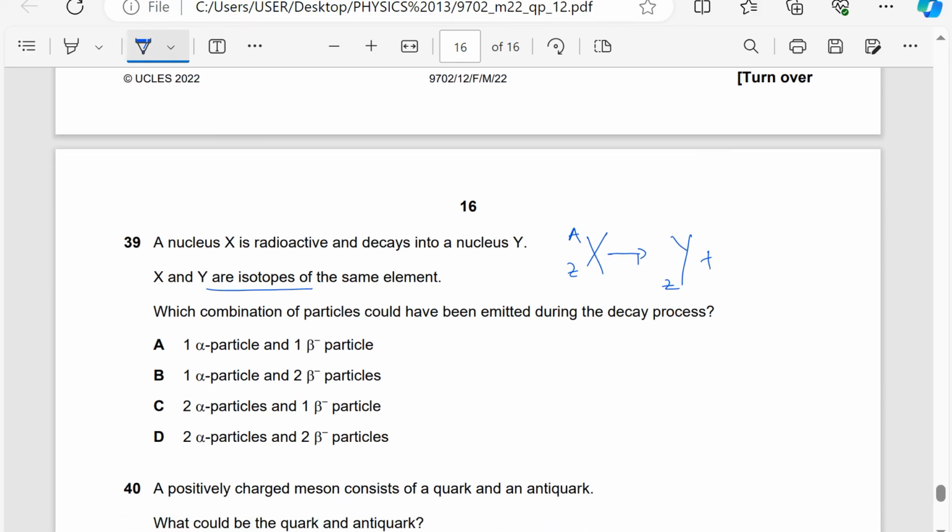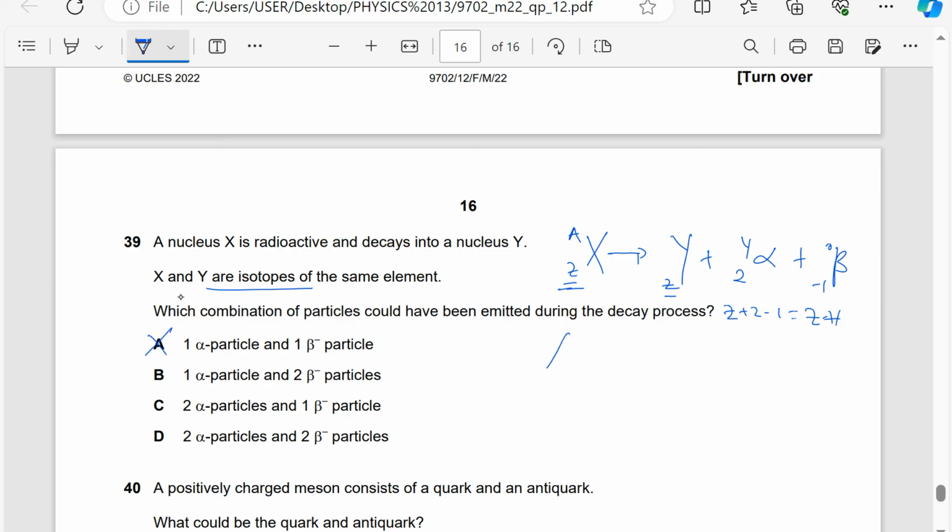Let's check the first one. The first one says it emits one alpha particle, alpha 4 2, and one beta particle, beta, that is 0, -1. So Z is not balanced here. This side we have Z, this side we have Z plus 2 minus 1, which is Z plus 1. So Z is not equal, so this is not correct. That is not an isotope.